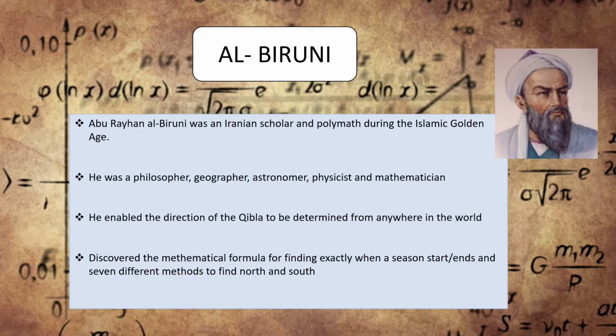Abu Rayyan al-Biruni was an Iranian scholar and polymath during the Islamic Golden Age. He was a philosopher, geographer, astronomer, and also a mathematician. He enabled the direction of the Qibla to be determined from anywhere in the world, and he also discovered the mathematical formula for finding exactly when a season starts and ends, and 7 different methods to find north and south.